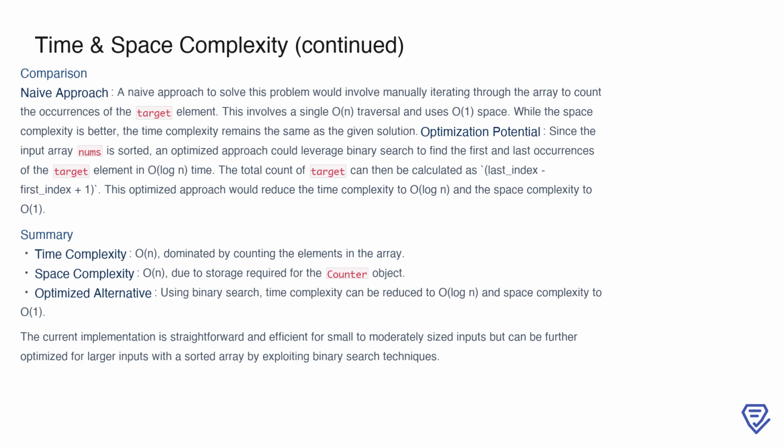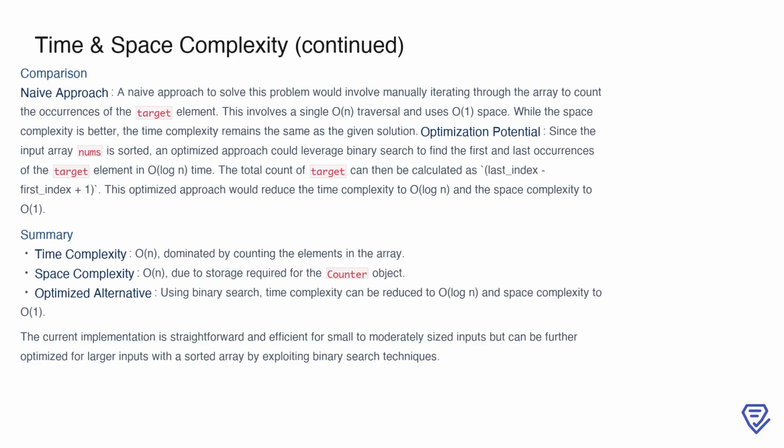An optimized approach could take advantage of the fact that the input array is sorted. By using binary search, we can identify the first and last occurrences of the target element in O(log n) time. The total count of the target can then be computed as the difference between these indices plus 1. This method reduces the time complexity to O(log n) and the space complexity to O(1).